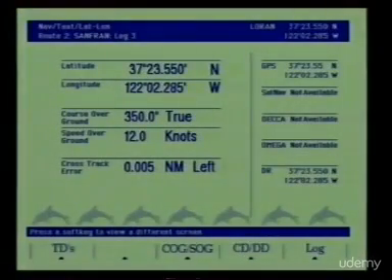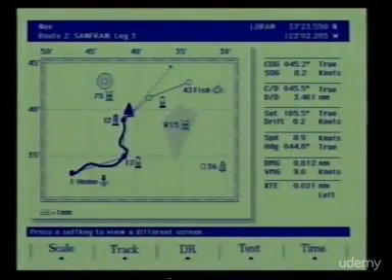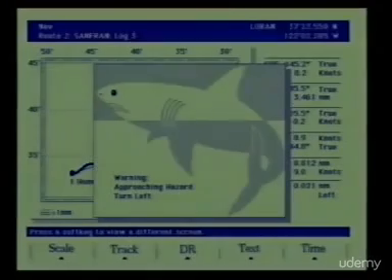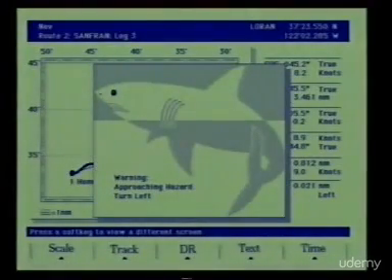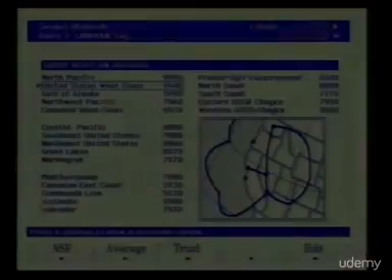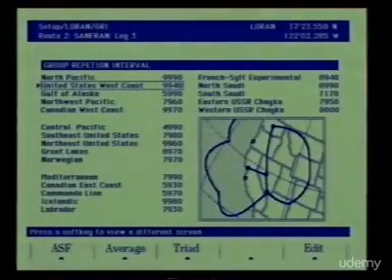The screen design included fonts and icons. The borders around the window for plotting a course are inspired by navigational charts. A warning message is signaled by the image of a shark. Information is presented by a combination of words and pictures.